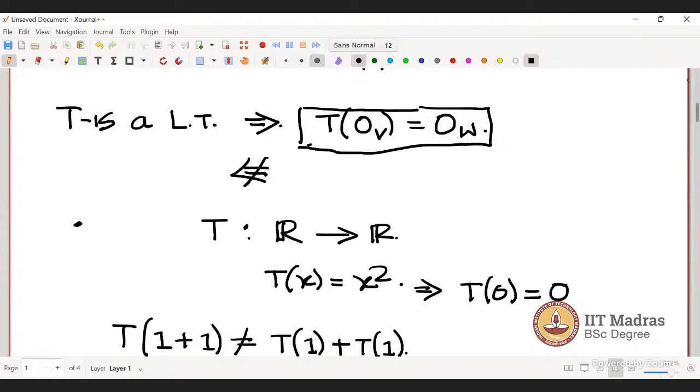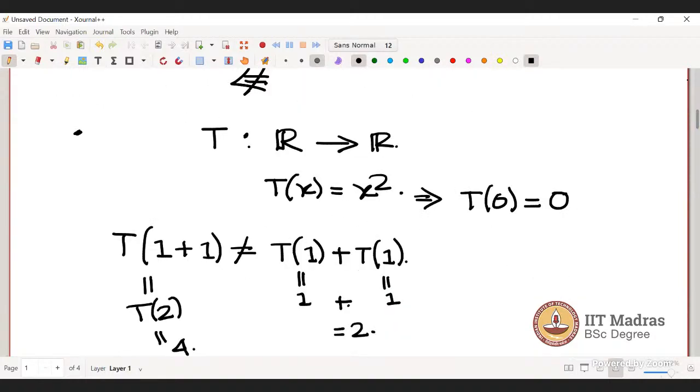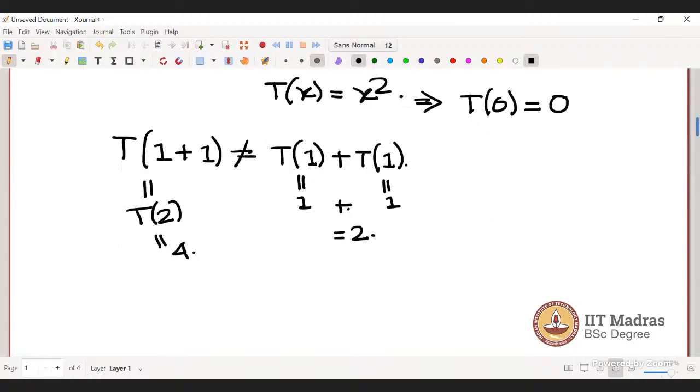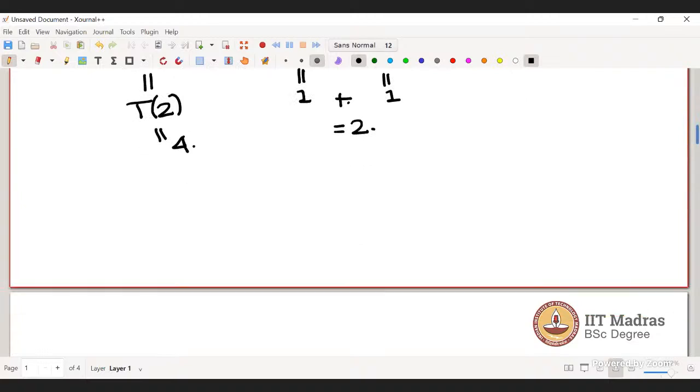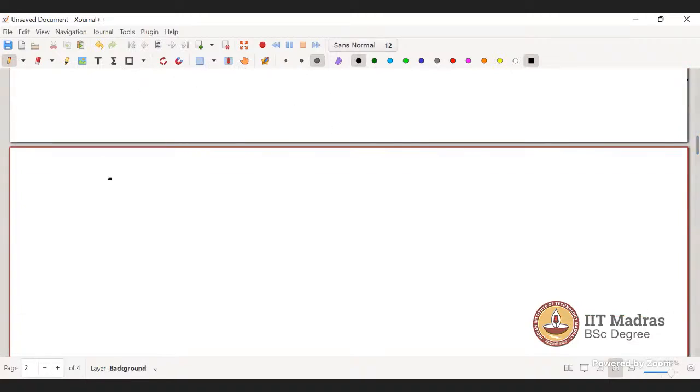But if T of 0 is 0, that doesn't imply that T is a linear transformation. So as you can see, this is an example of the above fact. Here T of 0 is 0, but T is not a linear transformation. So again, we can take, let's say, another example.